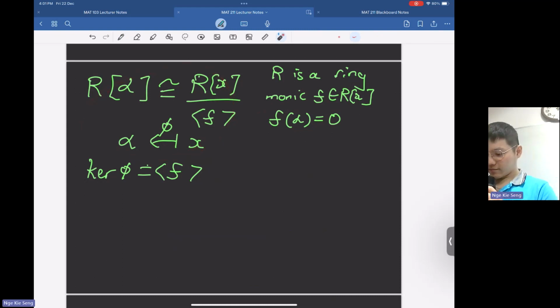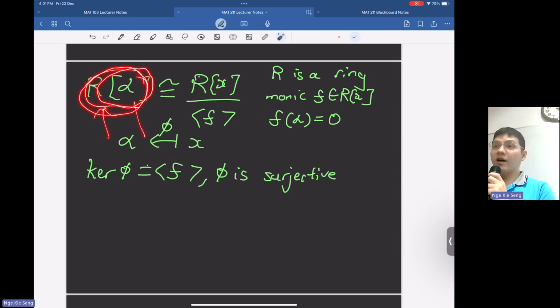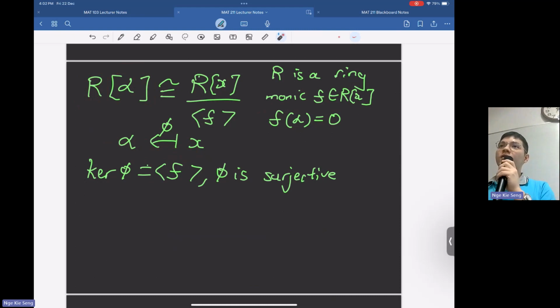And phi is also surjective, because I already decided where x should go. It goes to alpha, and everything on the left-hand side is decided by the coefficients and alpha. So alpha has a pre-image. What's the pre-image of the coefficient? We just fix the coefficient; R goes to R. There are a lot of things you should check.